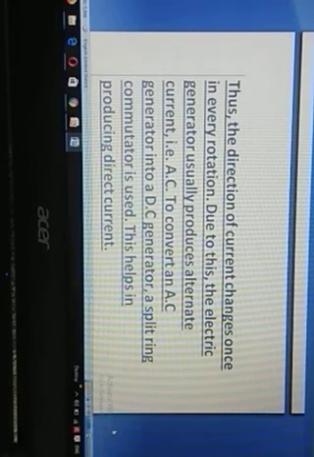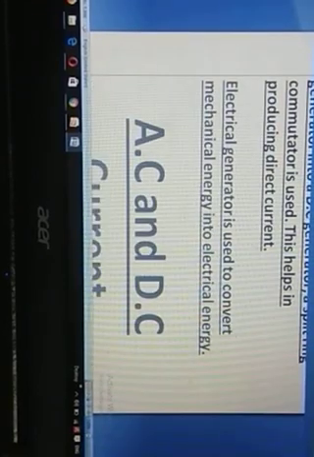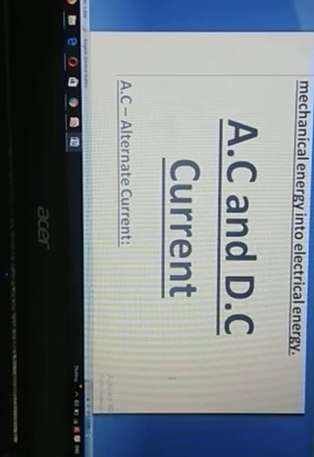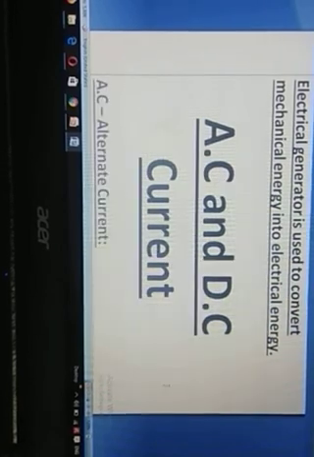You know very well what alternate means: changing to each other. So AC means alternating current. An AC generator can be converted to a DC generator by using a split ring and a commutator, and this helps in producing direct current. So an electric generator is used to convert mechanical energy into electrical energy. We will now discuss AC and DC current.